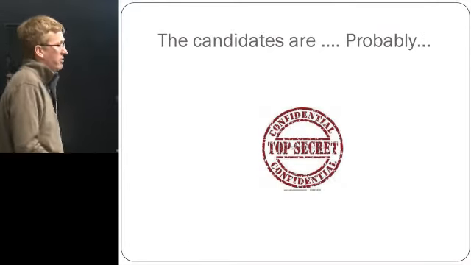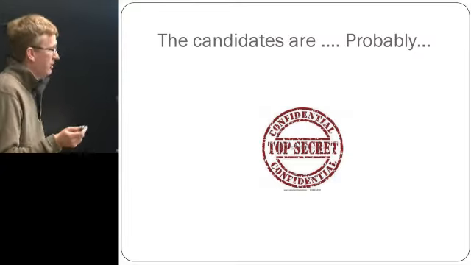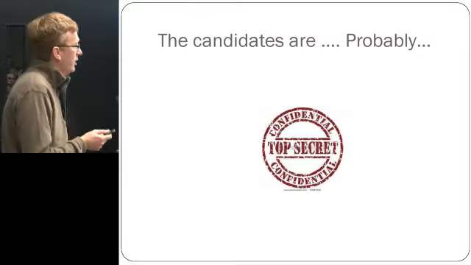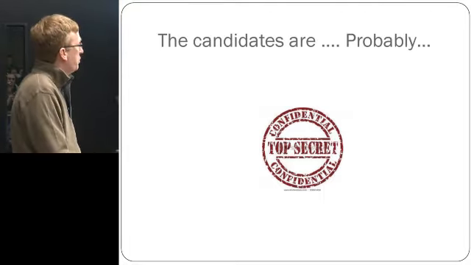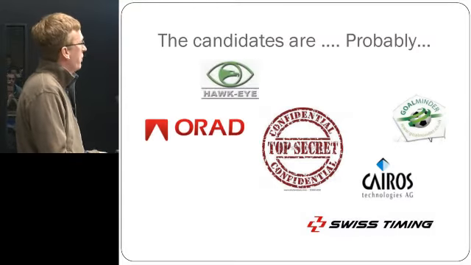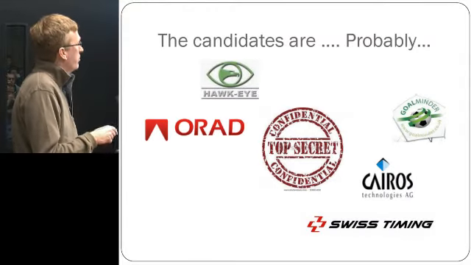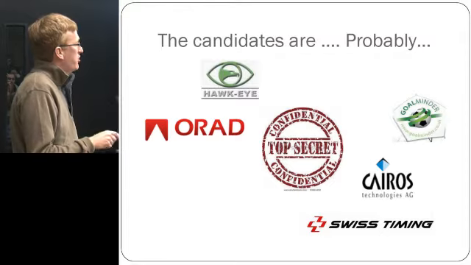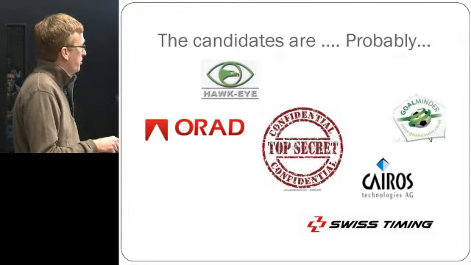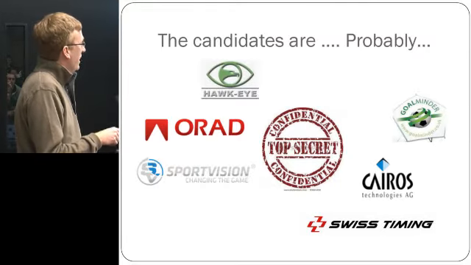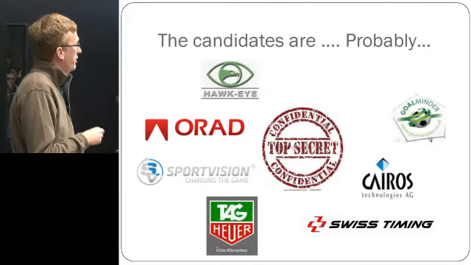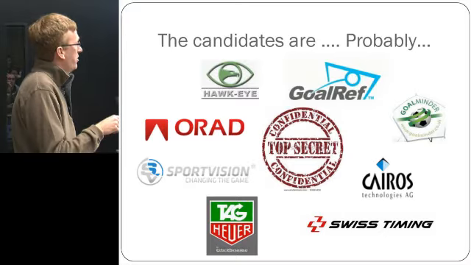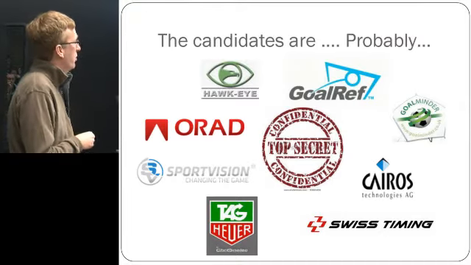What are the candidates? The first thing is, it's top secret. FIFA aren't going to tell you who the candidates definitely are. Some of them have come out to the public and admitted who they are. The rest of it is a little bit of speculation. But Hawkeye is the first one. There's another English company called Goldminder, a German tech company called Kairos, and a Swiss timing company called Swiss Timing. These two, ORAD and Sports Vision, Tagore, who you recognise as a watchmaker, and a company, again, that very little is known about called Goldref.